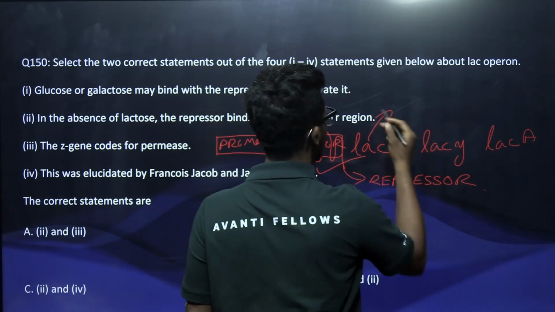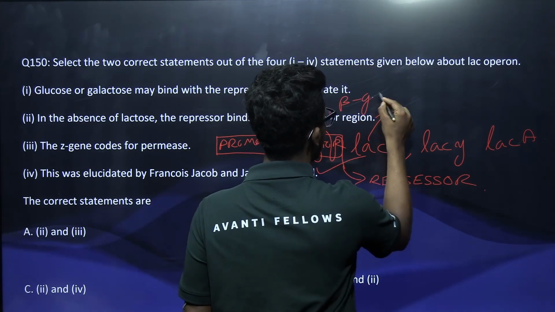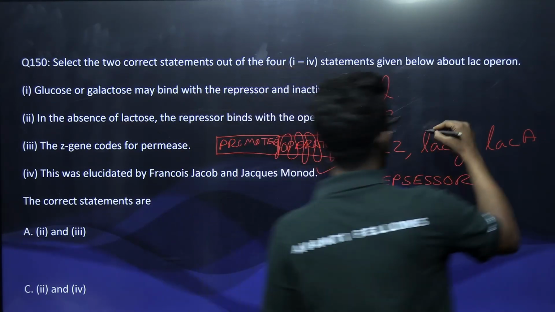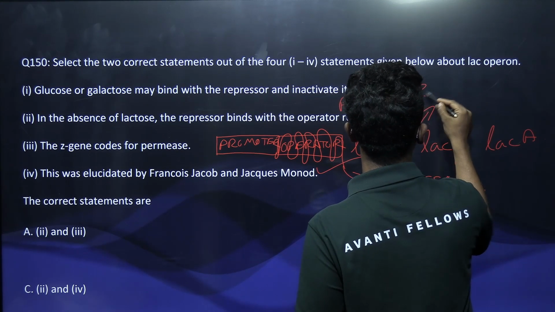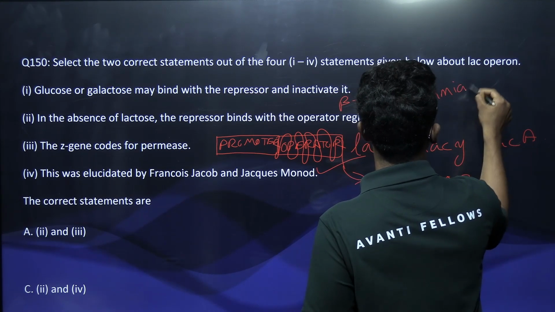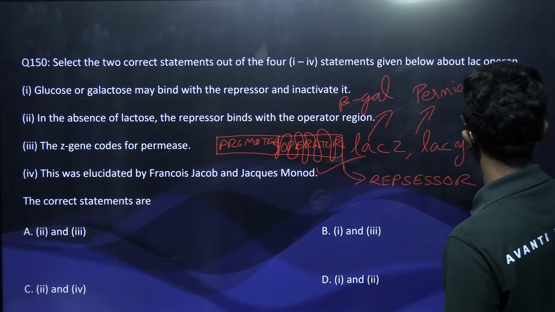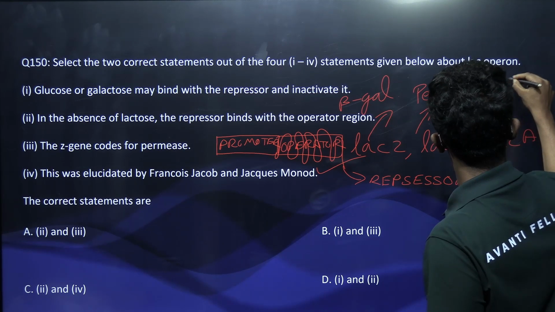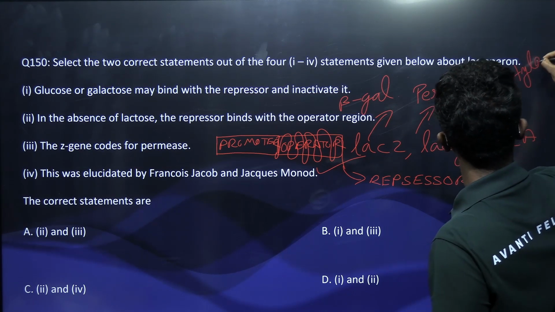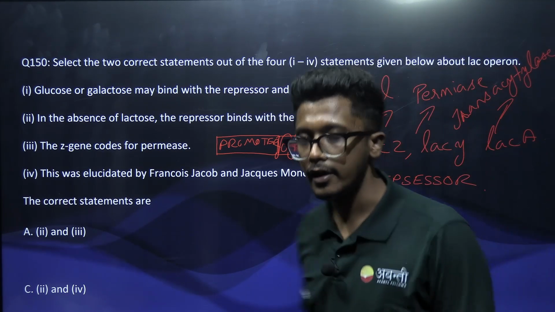The LAC-Z is responsible for the production of beta-galactosidase. LAC-Y is responsible for permease. And the LAC-A is responsible for the production of transacetylase. Now what is happening here, guys?